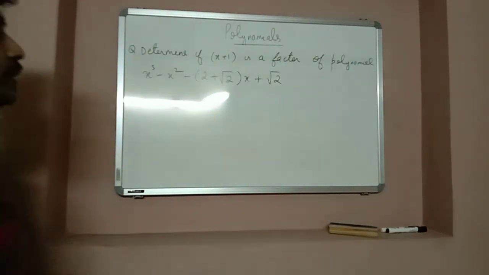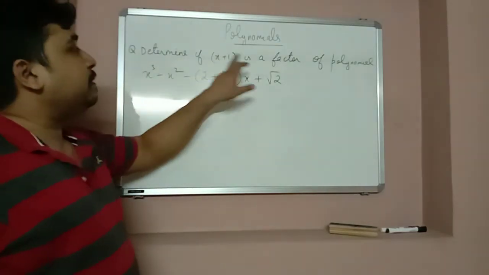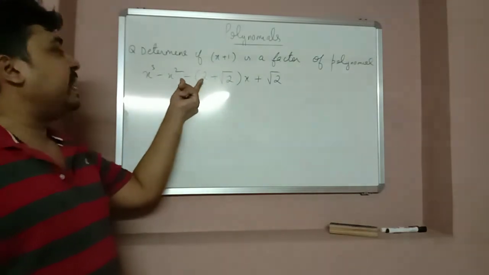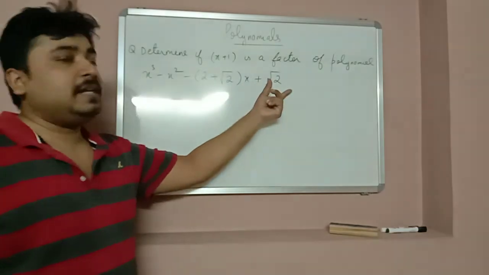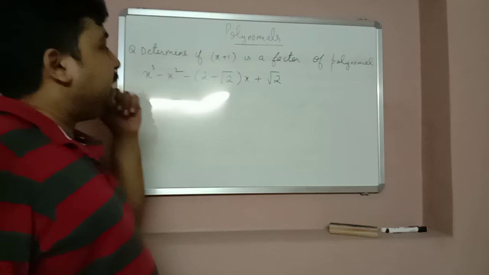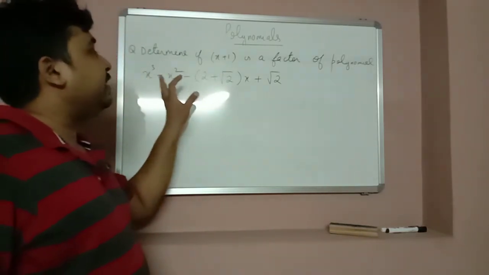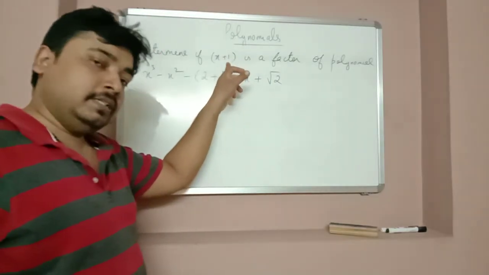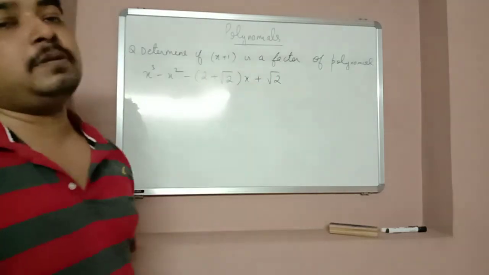Alright, so let us take another question. Question says that determine if x plus 1 is a factor of the polynomial x cubed minus x square minus 2 plus root 2 x plus root 2. Now here what I will do is apply factor theorem and simply put x equals to minus 1 to check whether this polynomial becomes 0 at x equals to minus 1 or not. If it becomes 0, then definitely x plus 1 is a factor, otherwise x plus 1 is not a factor.